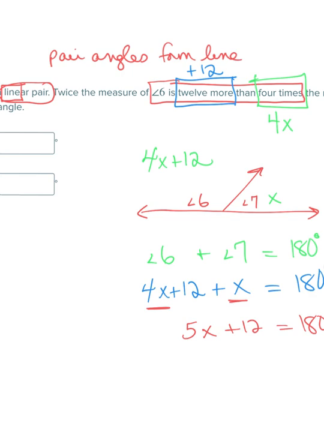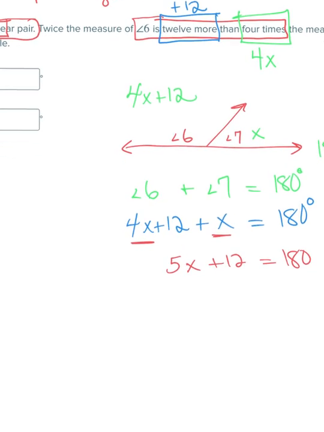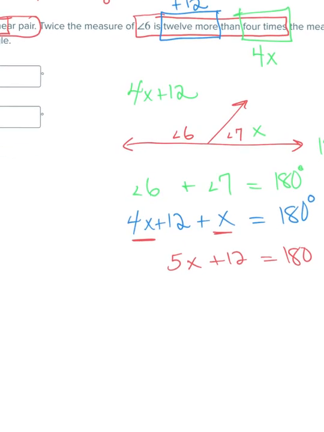And then from here, we're going to do the exact same thing we did on our previous problem. To get x by itself, I need to subtract 12 from both sides so I can get x alone. So these 12s cancel, giving me 5x equals 168, I think. That's my mental math, so let me double check that with a calculator. Yep, 168.